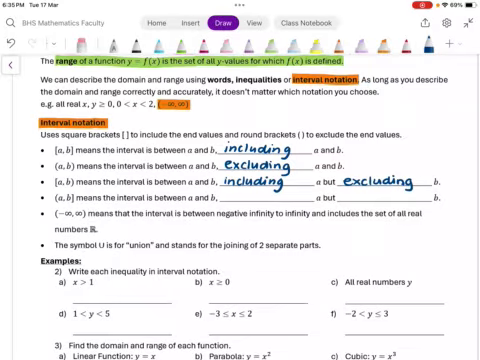If we have a round bracket A, B, a square bracket, it means the interval between A and B excluding our A, but including our B value.